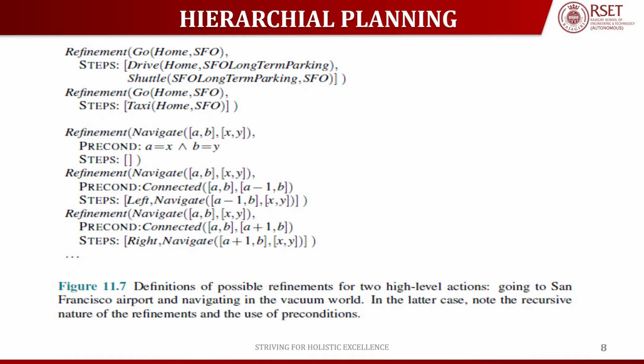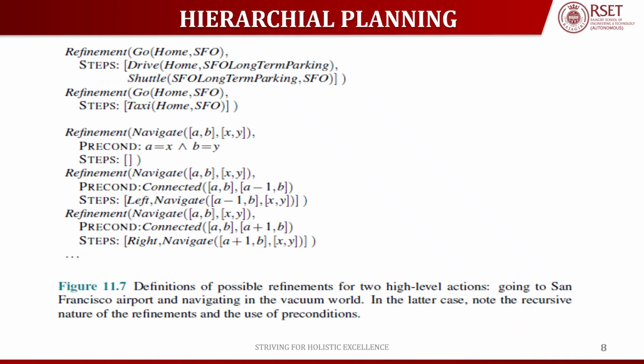And now you have some rules, okay? That is navigation rules. So the first refinement navigation rule suggests that if you are already at the destination, no steps are needed. That is Navigate(A, A), then you don't do anything. Okay, if you are at the destination, say at the SFO airport, then you should not do anything.